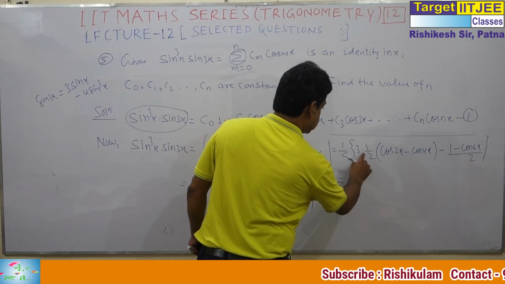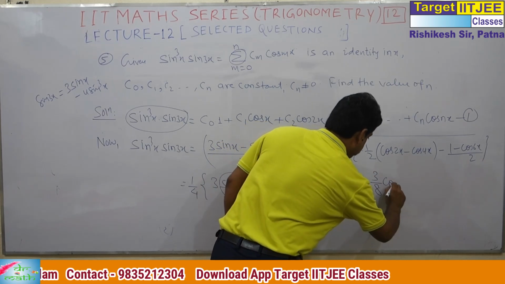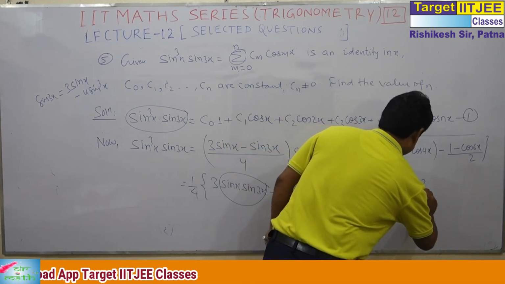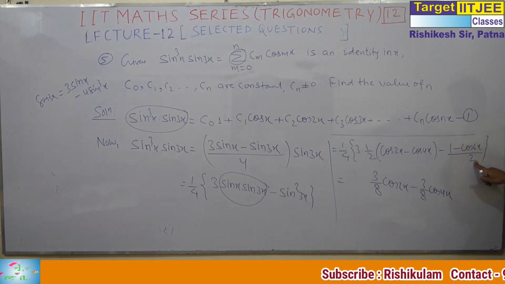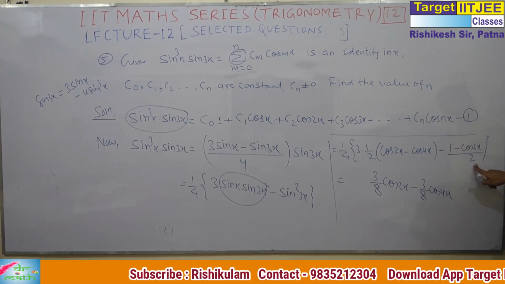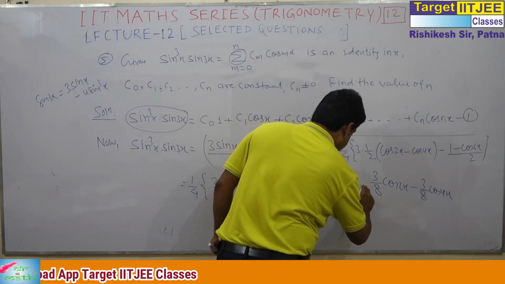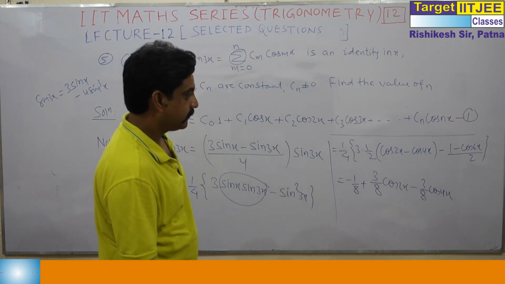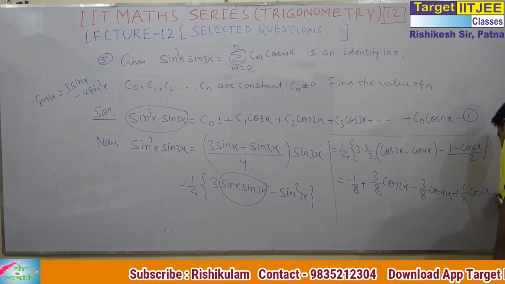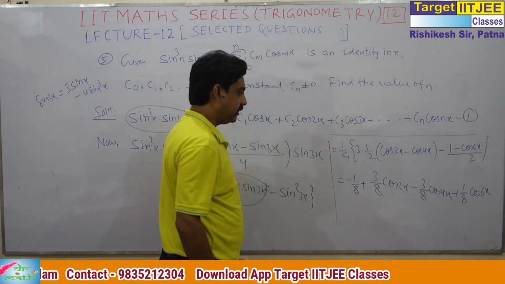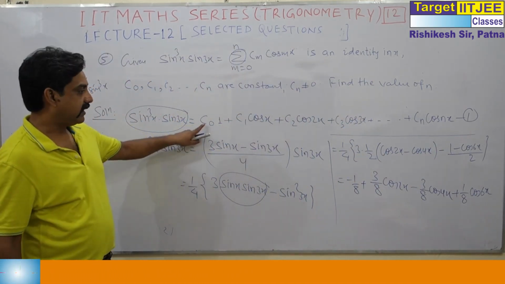Come to this one. What is this? This is 3 by 8 cos 2x minus 3 by 8 cos 4x, and this is minus 1 by 2 into 1 by 4, which is minus 1 by 8. And finally, this is 1 by 8. Actually, I have written it in order. This is 1 by 8. Now compare with this. What is C0?